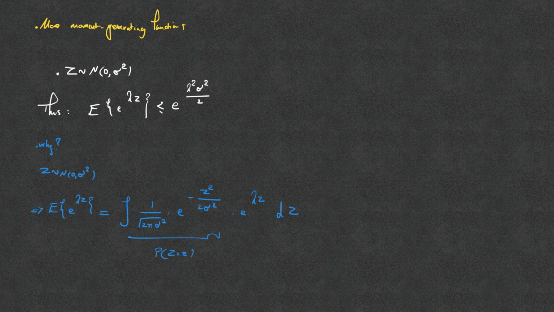Let's see why. Z is coming from N of 0 and sigma squared. Let's write this down. So you have the expectation over the values of Z of e to the power of lambda Z, which covers all of the values of Z, all of the reals. So you pick a lambda like this. You are looking at this. Now you have to multiply it by the probability of Z having that specific value, which is, based on the Gaussian distribution, 1 divided by the square root of 2 pi sigma squared, and just like this.